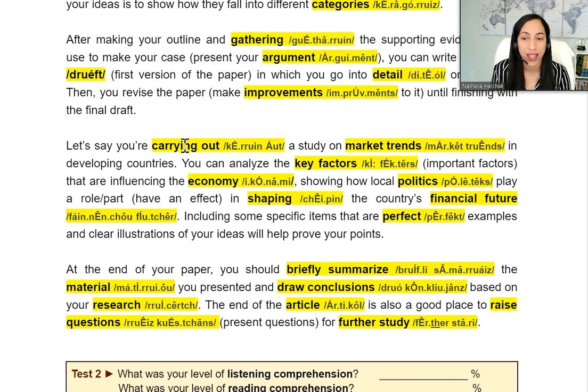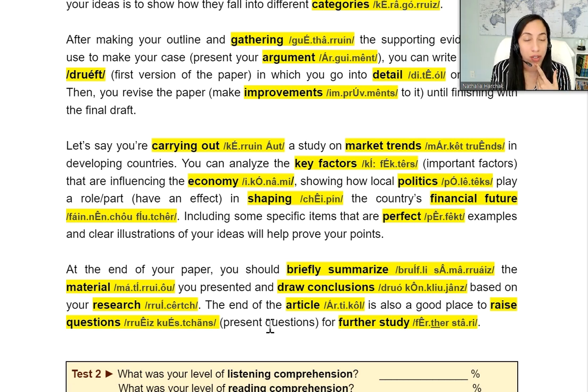carrying out. Actually, you can say carrying out, carrying out. Market trends, key factors, economy, politics, shaping, financial future, perfect, briefly summarize, material, draw conclusions, research, article, raise questions.